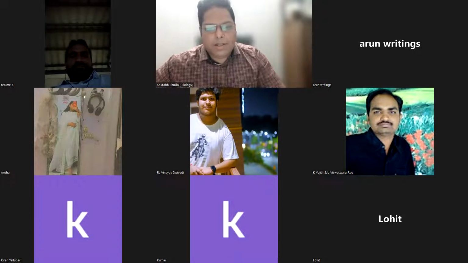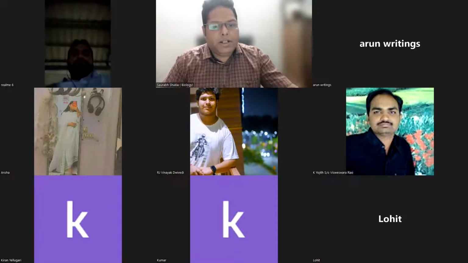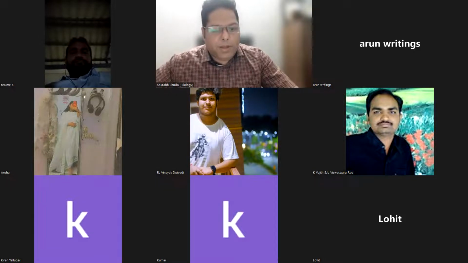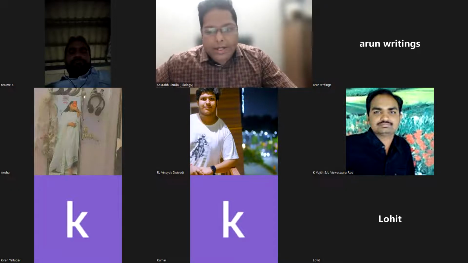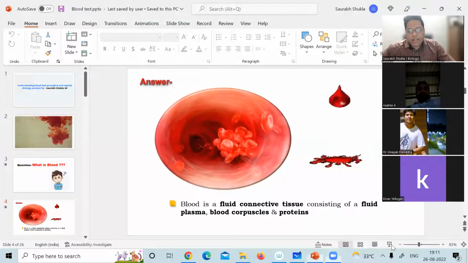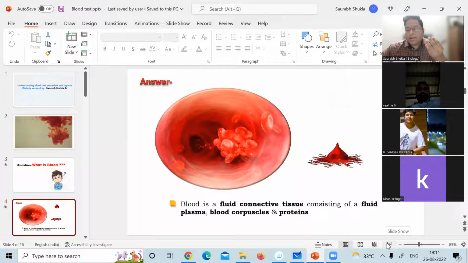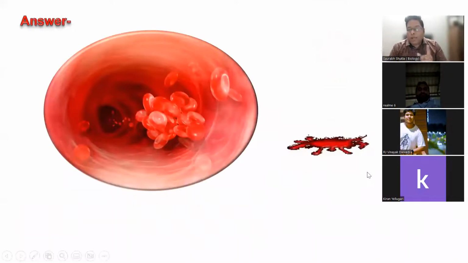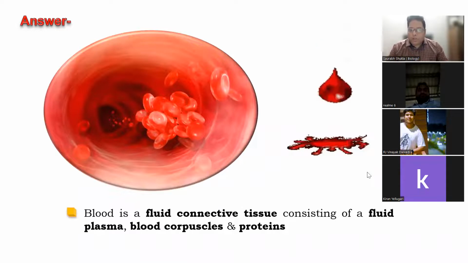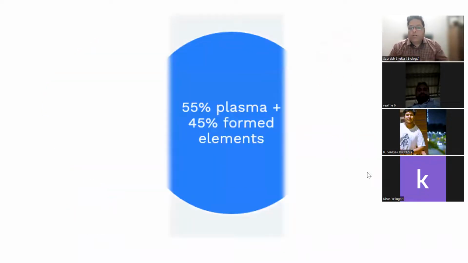As discussed, blood is a fluid connective tissue, consisting of fluid plasma, red blood corpuscles and protein. One thing is always important here, as you can check in the slide also: blood is like a tissue, not a cell, a tissue where multiple cells are always floating. Plasma is the liquid portion where all the different cells are present, but a corpuscle is a floating cell. So only blood has corpuscles, not anywhere else.